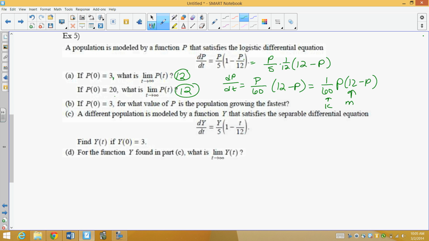Coming back to if P of 0 equals 3, for what value of P is the population growing the fastest? It's growing the fastest when it's half of its carrying capacity. So that would be 6.